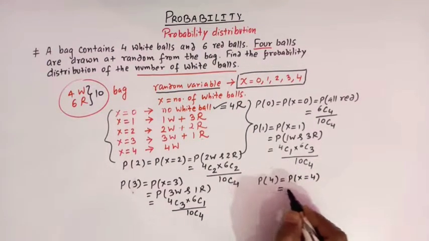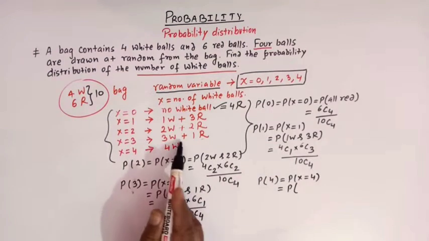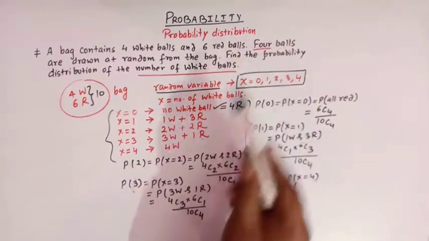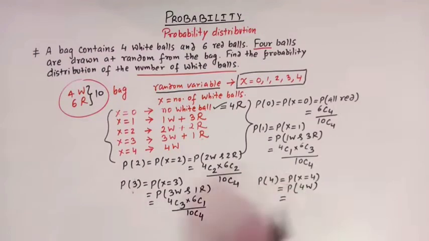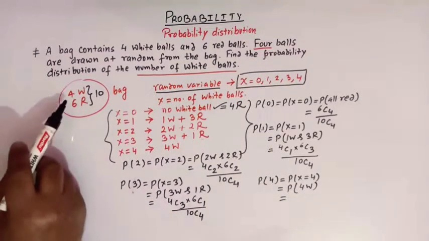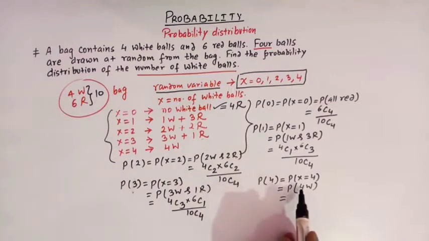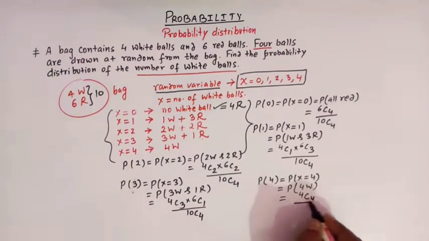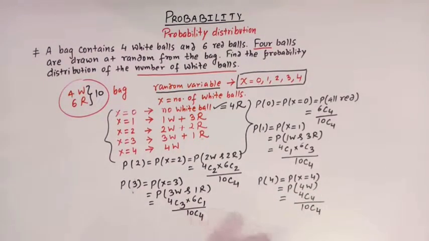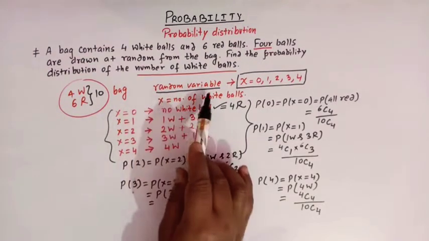And P of x equal to 4, that is P of 4, implies that all the 4 balls which we have drawn are white in color. So all the balls are white, and it means we have to select 4 white balls out of 4. So we have the favorable cases as 4C4, and the total number of cases would be 10C4, right?